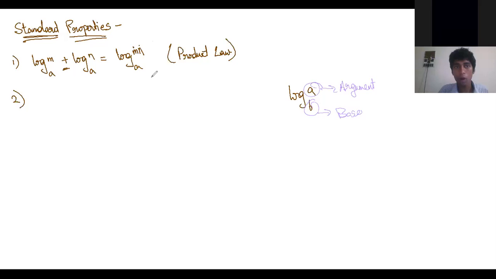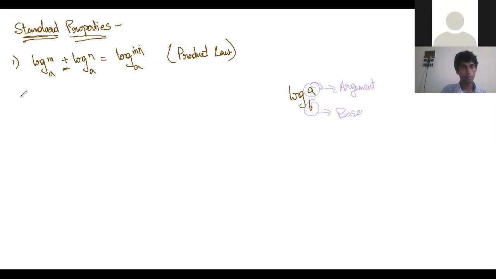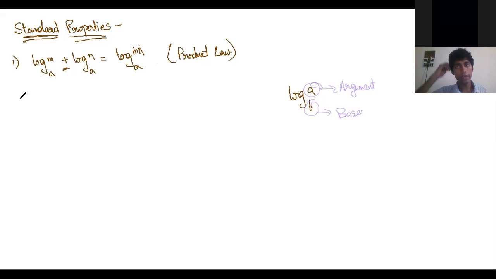So I'll write the properties first and then we'll come back to the proof. Okay, is that okay? Or should I do the proof right now? Sir, you can do the proofs. Okay.